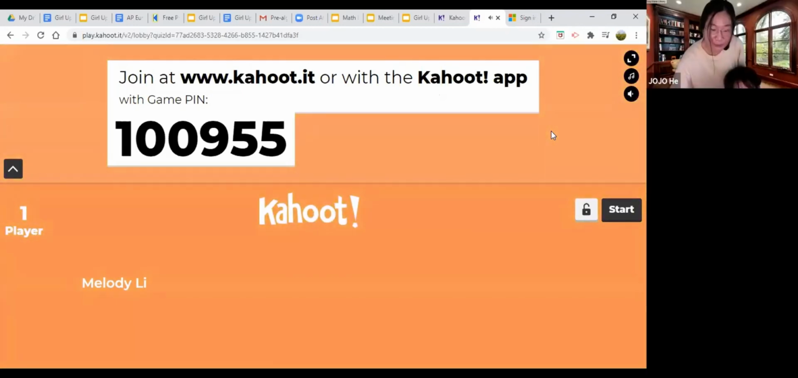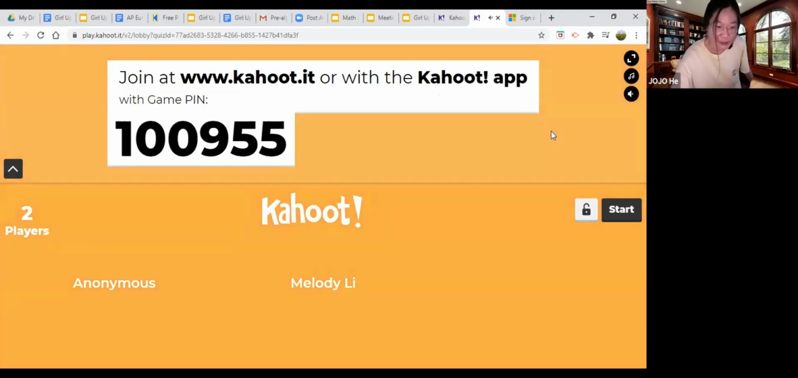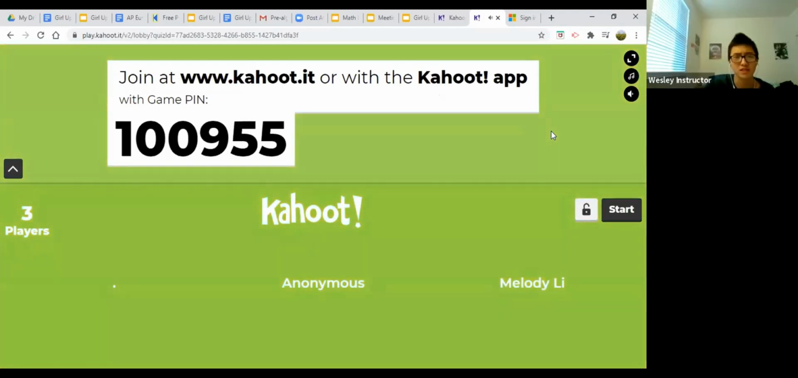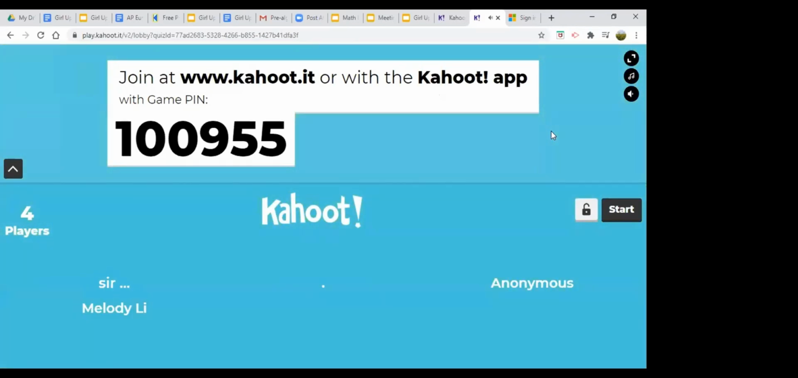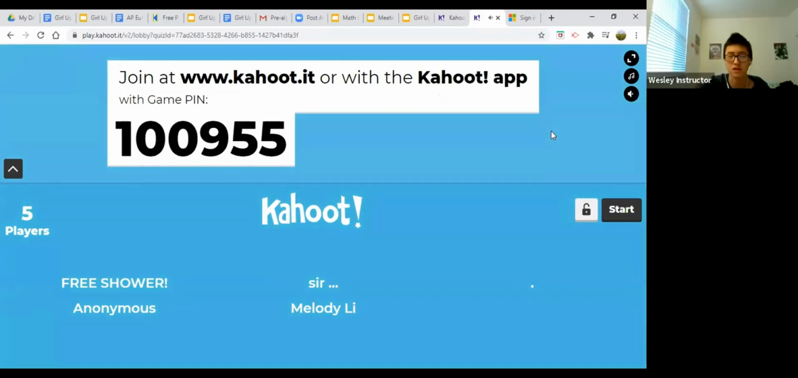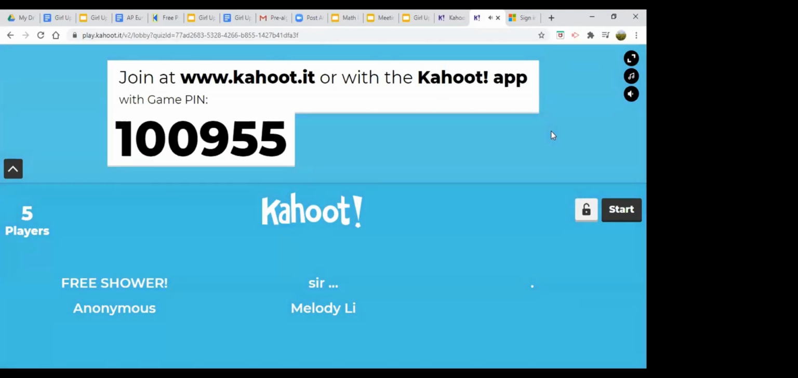So we don't know how to log in. Oh, for the Kahoot, you guys need a second device. So if you guys have a phone or anything, go to kahoot.com or www.kahoot.it and then type in the code.